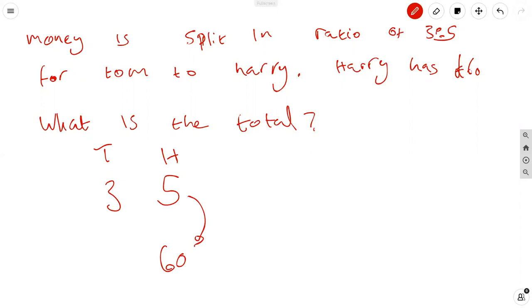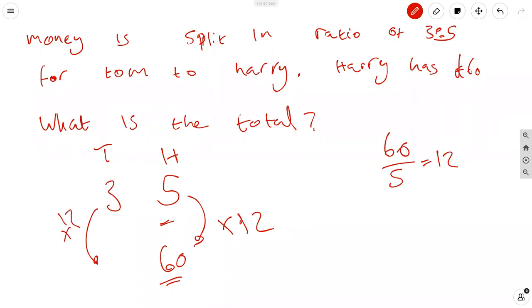Okay, so what you're going to do, you always do the second ratio divided by the first. So you do 60 divided by 5, which is 12. So you times this side by 12, and you times that side by 12. And you get 36. So Tom gets 36, Harry gets 60. And together, what they have is £96. Does everyone get that so far?